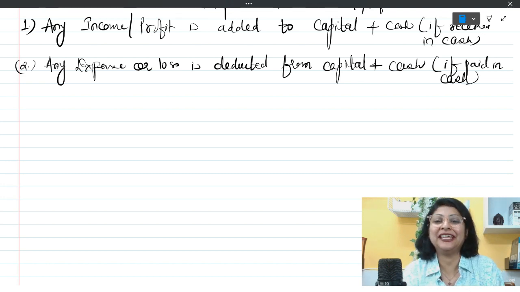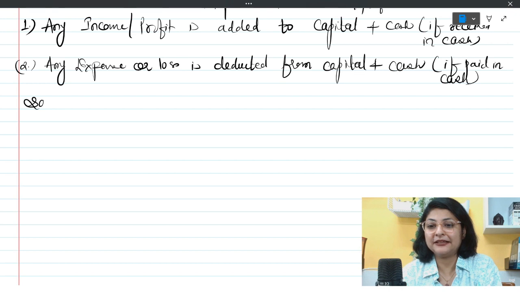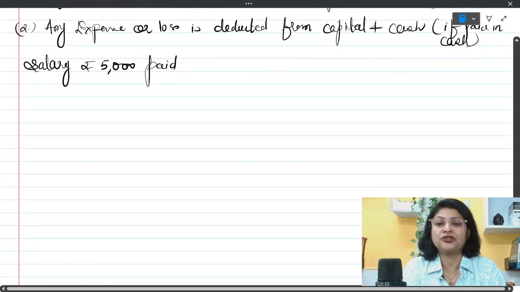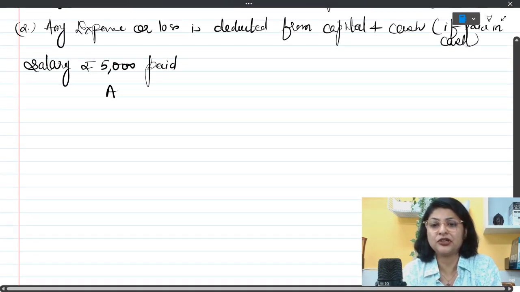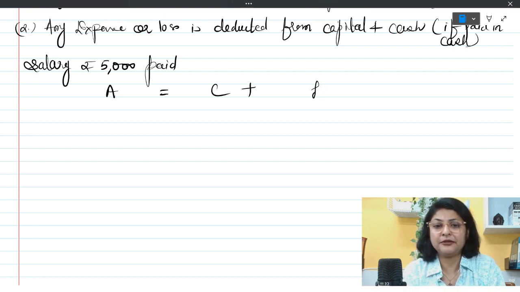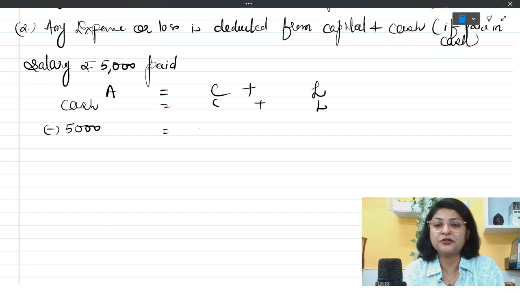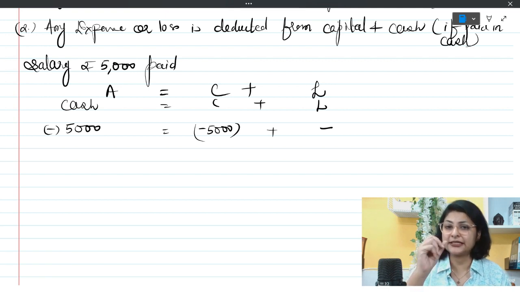Okay, let's do it with the help of an example. For example, salary rupees 5,000 paid. So how am I going to incorporate this in my accounting equation? You will write something like this. This is my accounting equation. Assets is equal to capital plus liability. Under assets, I will write cash, and here I am not specifying anything. So under cash, I am going to deduct 5,000 rupees because when I pay salary, my cash balance will reduce. Similarly, this is an expense, so 5,000 will reduce from here also. Okay, so this is the impact of it.